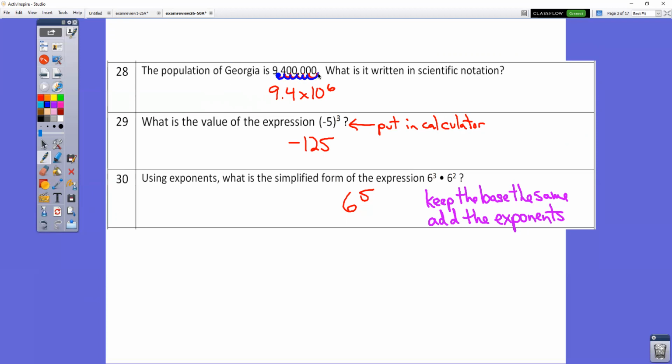In number 29, all that you have to do is just type that right into the calculator. Type it exactly how it is with the parentheses, -5 inside parentheses to the 3rd power, you get -125.